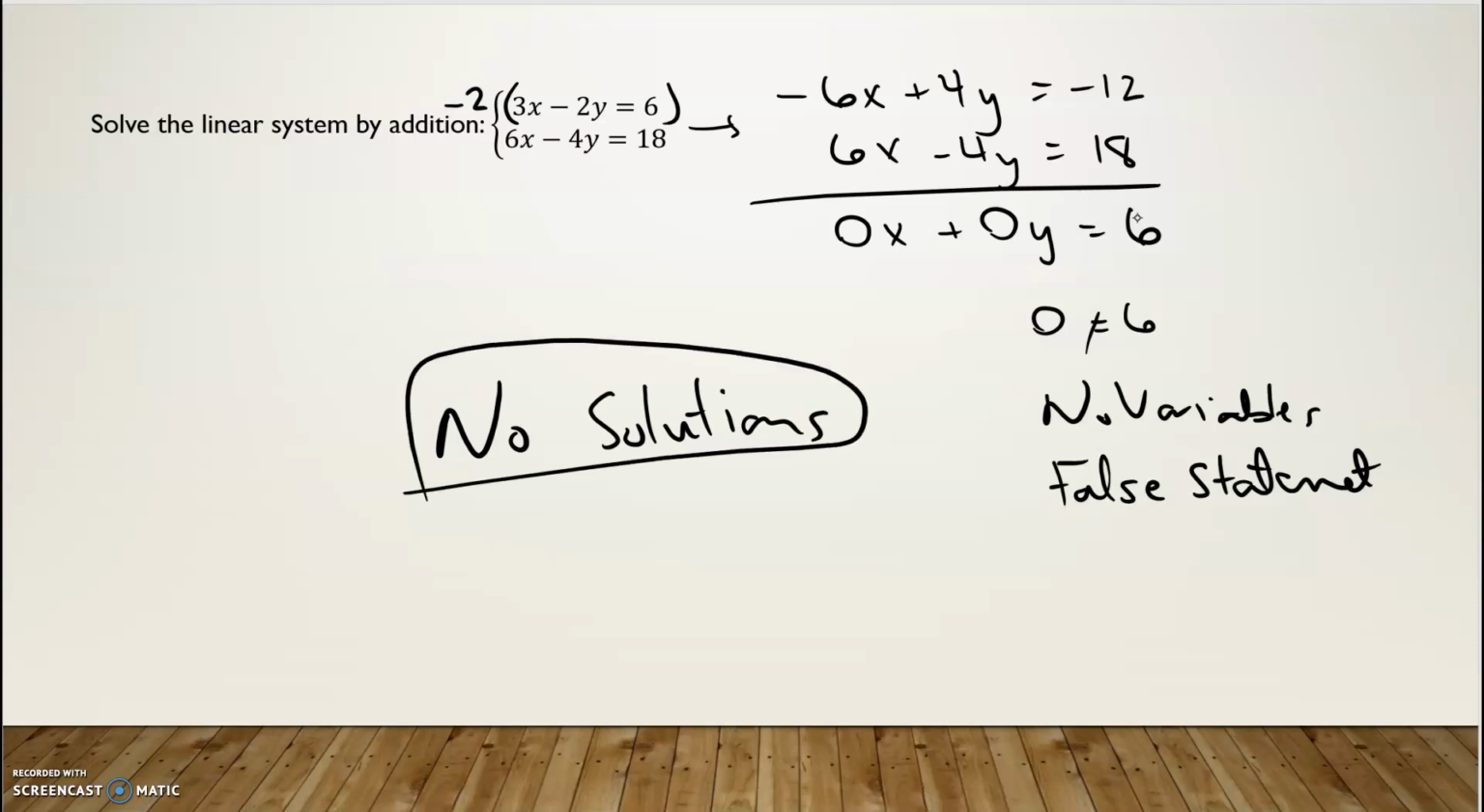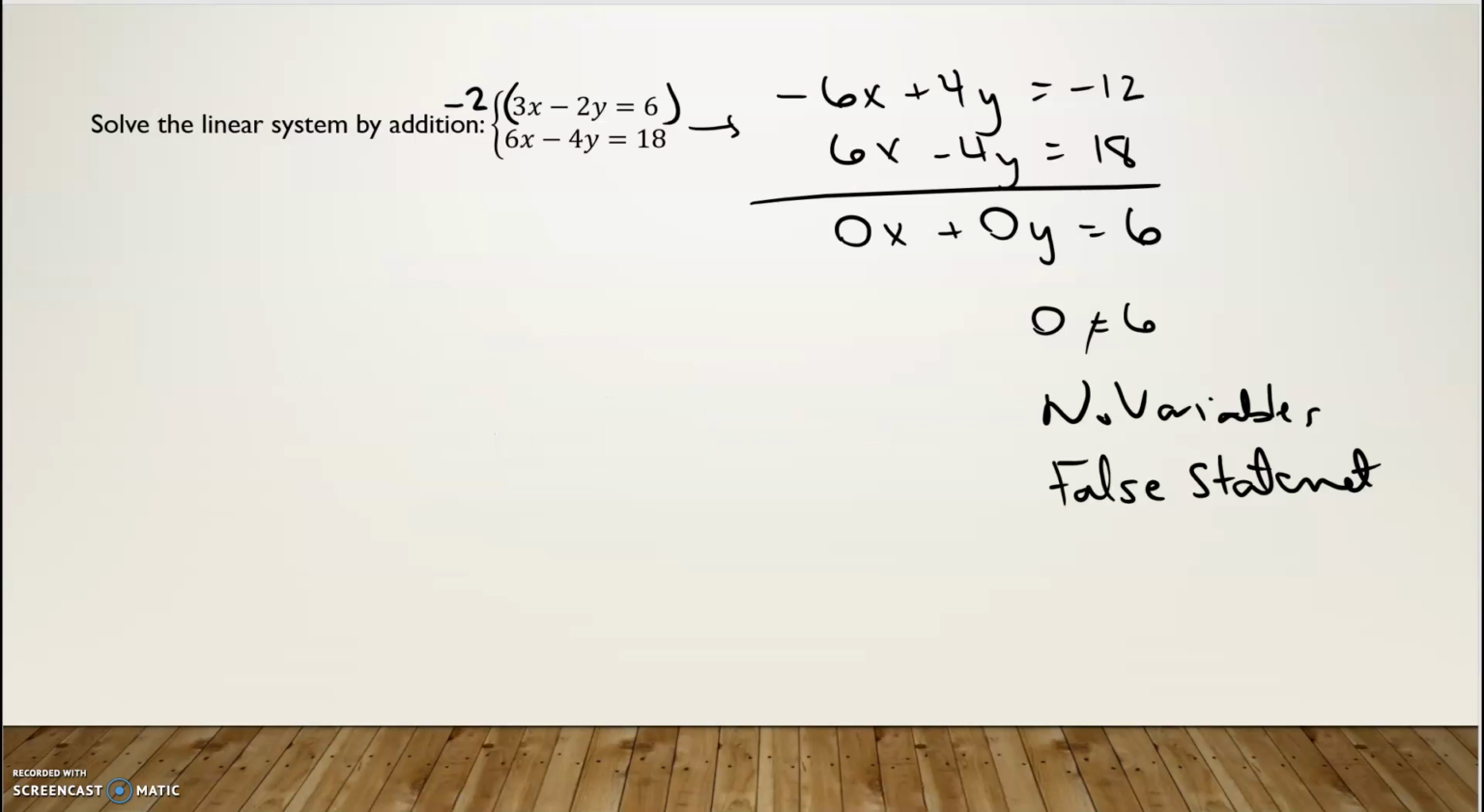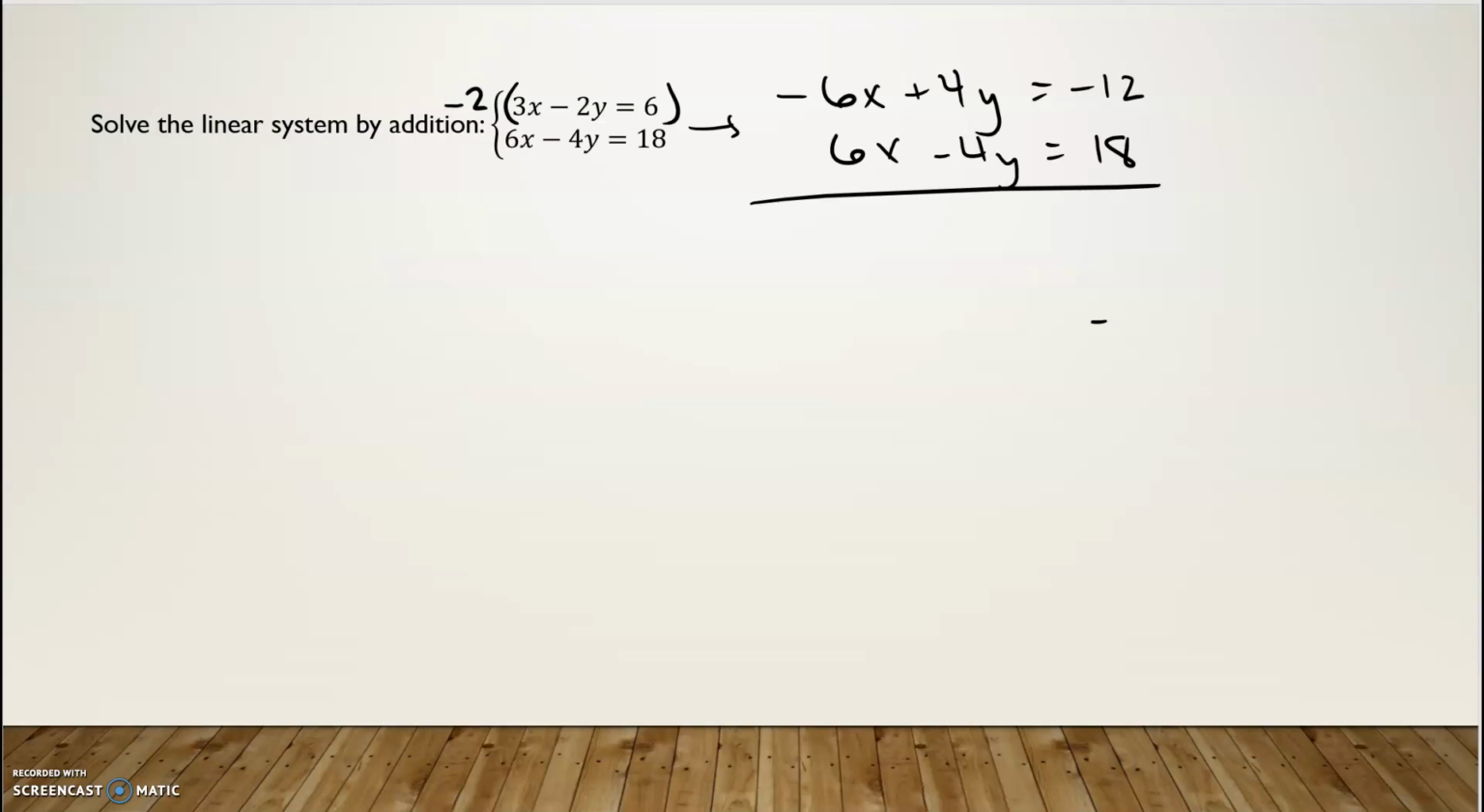So these two lines are parallel to each other, and we could look at that. So the answer is no solutions. Let me just move this right here, and let's just look at these two. We're going to put them in y equals mx plus b format. So 3x minus 2y is equal to 6. We'll say equation 1, equation 2.